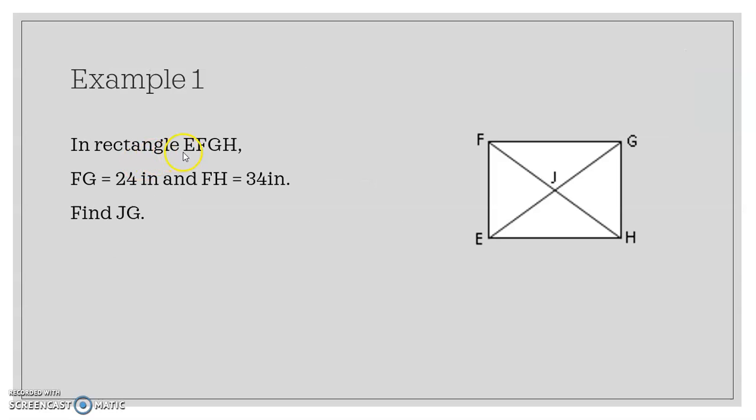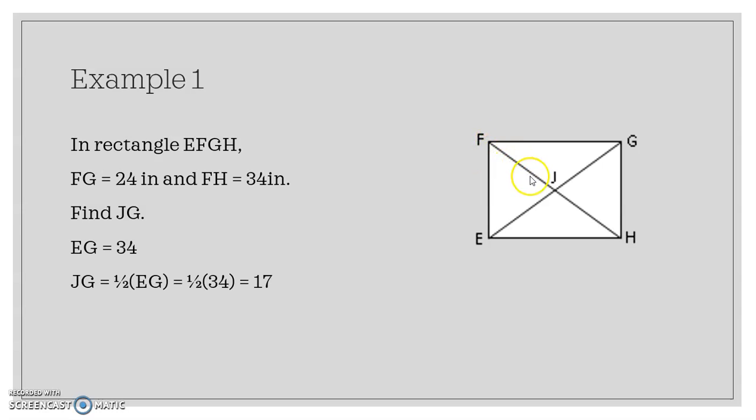In example 1, it says in rectangle EFGH, FG is 24, so this top length is 24, and FH, this total diagonal length, is 34. They want you to find JG. So pause the video, try and figure out which fact applies, or multiple facts, and see if you can figure out JG. Then press play to check your answer.